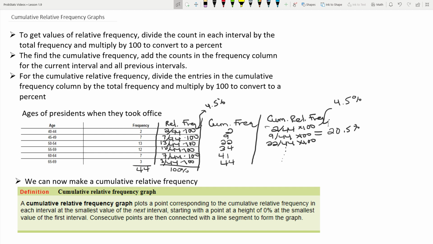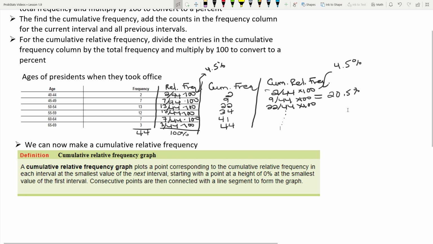to make a cumulative relative frequency graph. A cumulative relative frequency graph plots a point corresponding to the cumulative relative frequency in each interval at the smallest value of the next interval, starting with a point at a height of 0% at the smallest value of the first interval. Consecutive points are then connected with a line segment to form the graph.